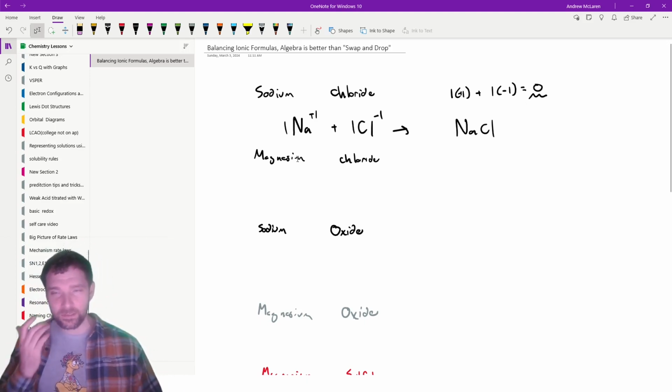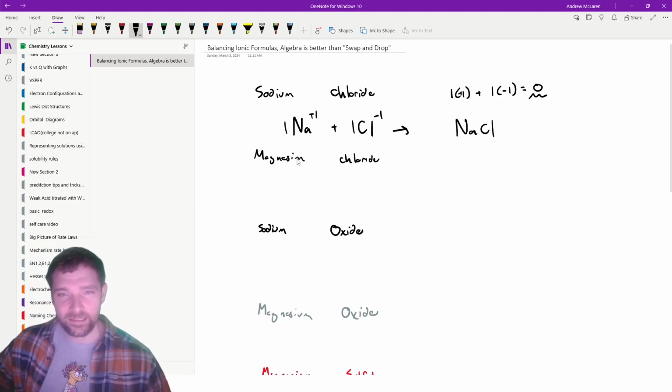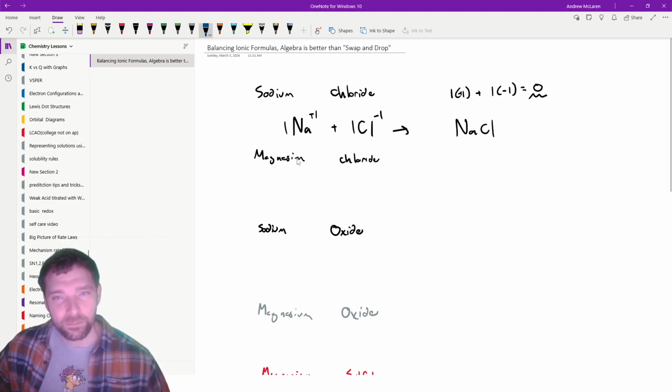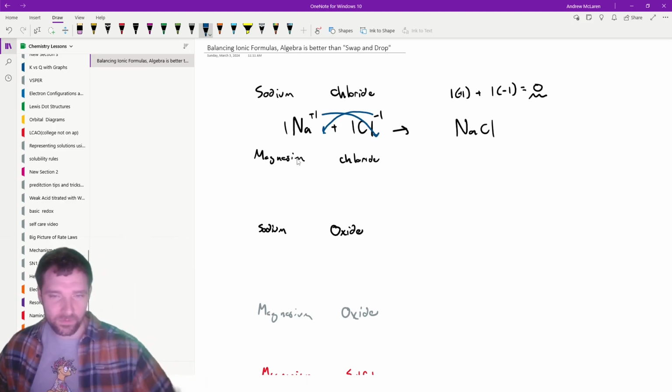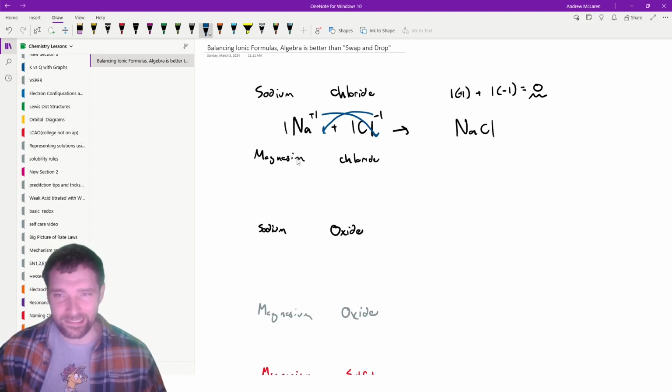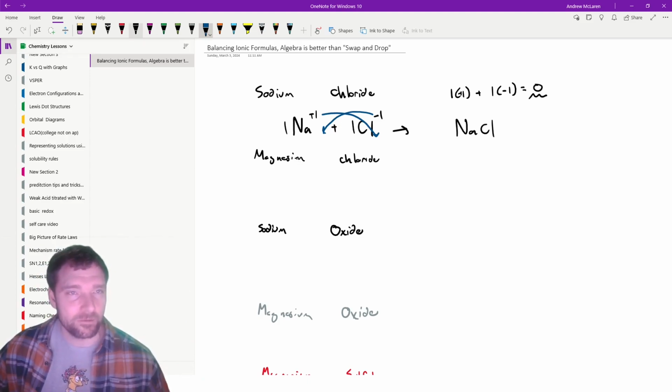How I think about doing this is with a little algebra. It's not the swap and drop, which is where you take this charge and bring it down there, which works for a number of these, but you'll see pretty soon that it doesn't always work. But the algebra method does always work.